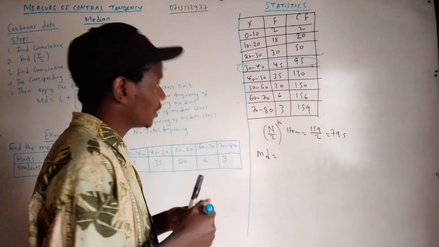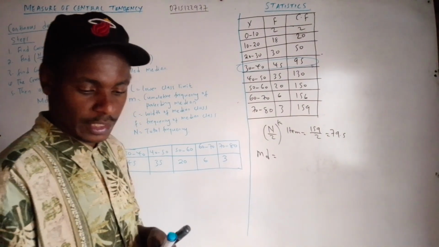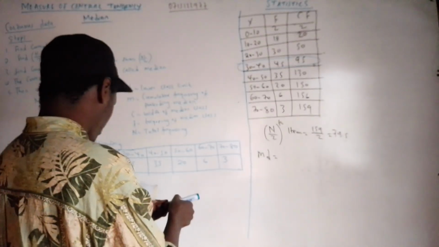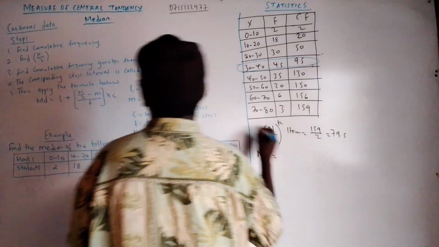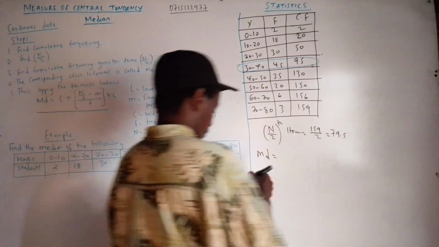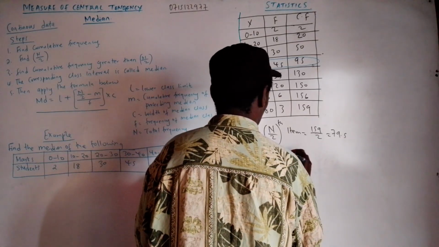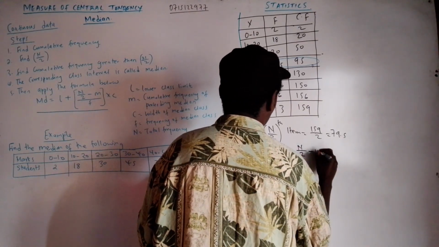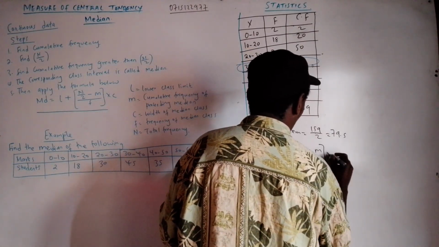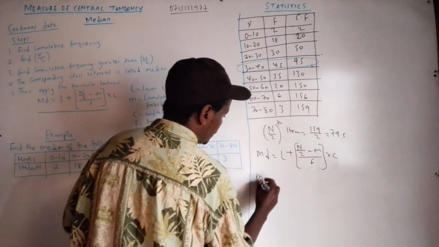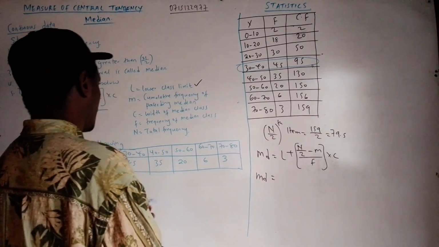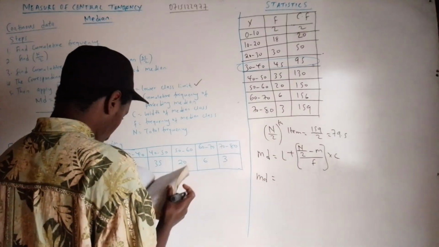That is 79.5. Let's locate now the lower class limit, our L. Remember our formula, we are using this formula, let me write it here: L plus n over 2 minus m over f, then multiply by c. L is the lower class limit. Let me check again. Actually, it's the lower class limit.